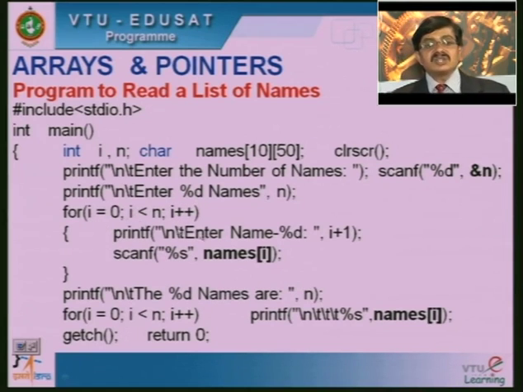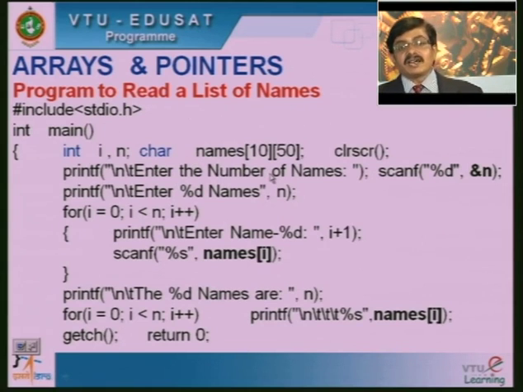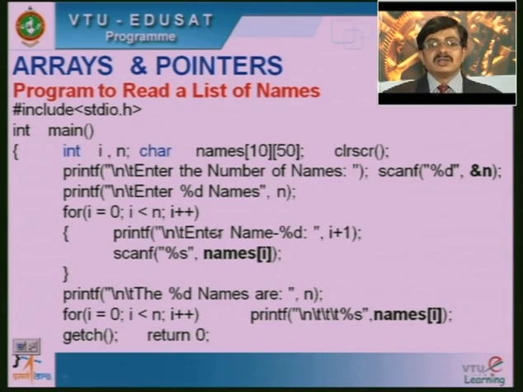Then for I is equal to 0, I less than n, I plus plus, we print: enter name I plus 1. When I is equal to 0, we will be printing enter name 1. When I is equal to 2, we print enter name 3, and so on. From the program point of view, when I is equal to 0, we are accessing the 0th element, but from the end user's point of view, I is equal to 0 doesn't mean anything to him. He means the first element, not the 0th element as per programming. So for display purposes we use I plus 1 there, but the I value is not altered; we just added 1 to the I index.